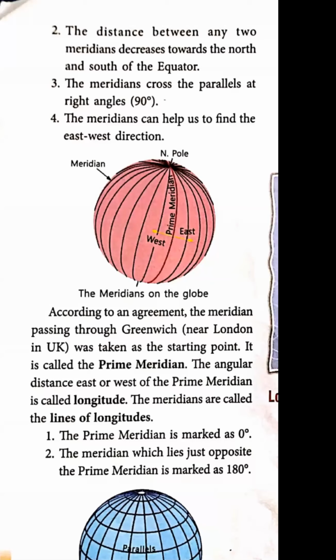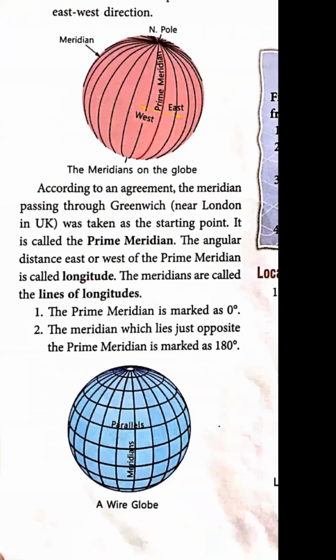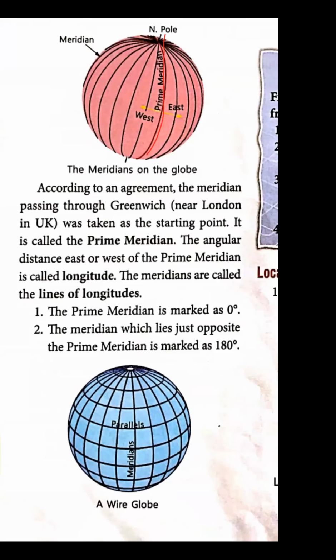The prime meridian is marked as 0 degree. The meridian which lies just opposite the prime meridian is marked as 180 degree.